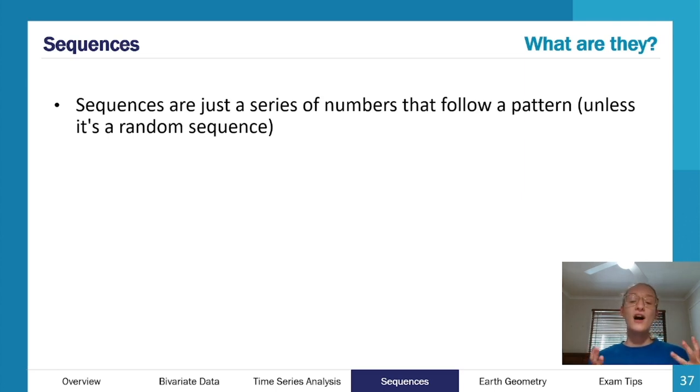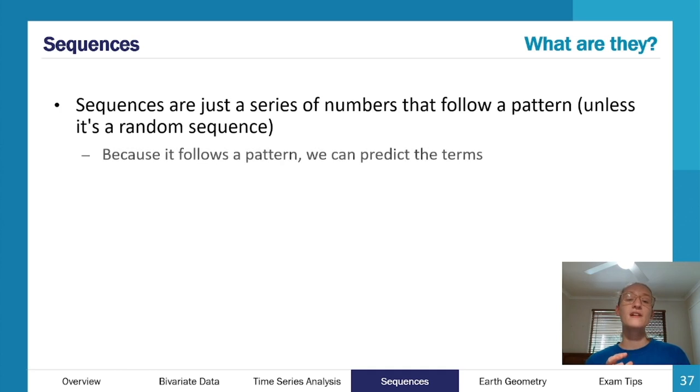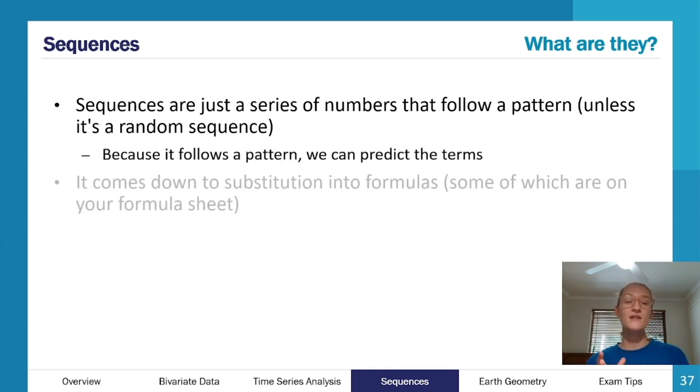So what are sequences? Sequences are just a series of numbers, and they generally follow a pattern, unless of course it's a random sequence, because by definition, a random sequence doesn't really follow a pattern. But the type of sequences that we're looking at do follow a pattern. There are two different types of sequences that we're going to be looking at: arithmetic sequences and geometric sequences. Because it follows a pattern, we can predict the terms.